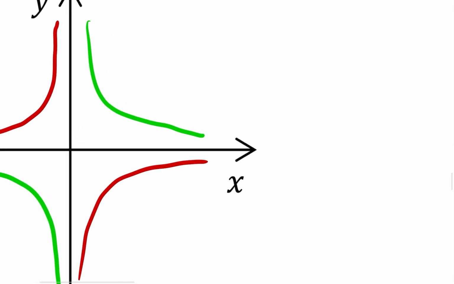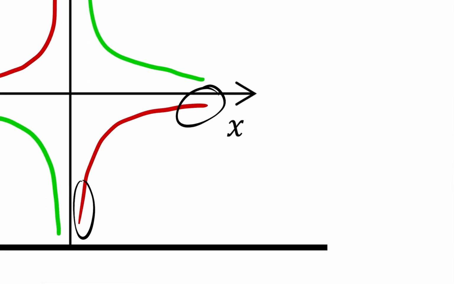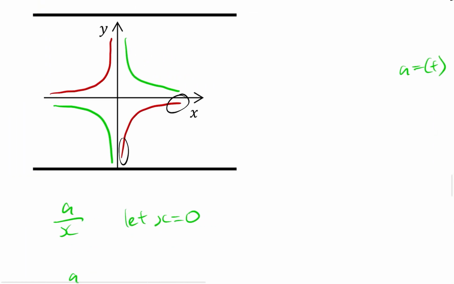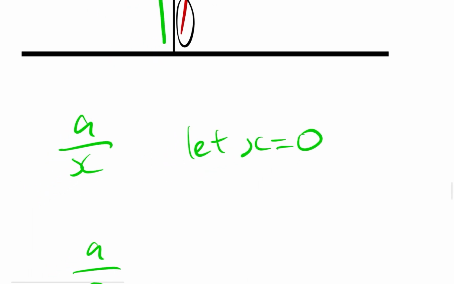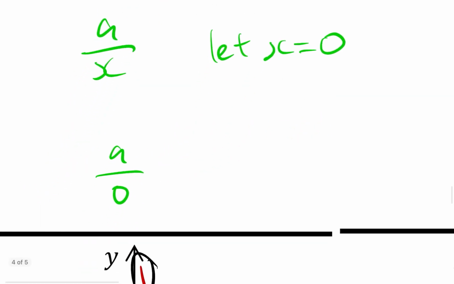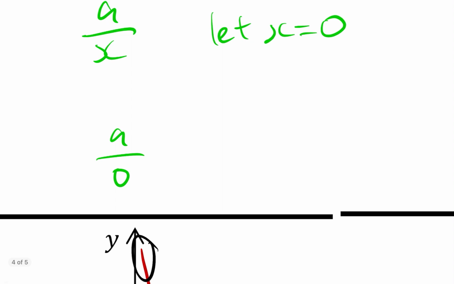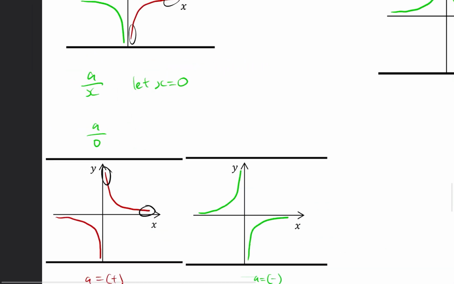And as you can see, there are these points over here which approach the axis, but they never touch. These points are what we call asymptotes. And if you're wondering why they don't touch the axis at 0, that is because if I let x equal to 0, then I'm going to get a over 0. And we know that we cannot divide a number by 0, so therefore that's why.